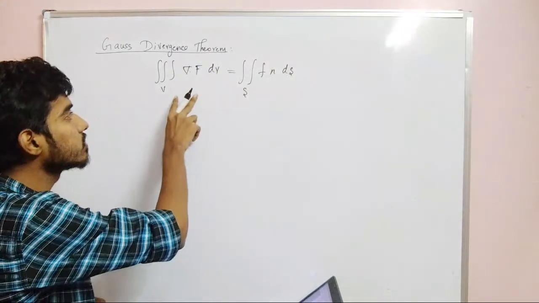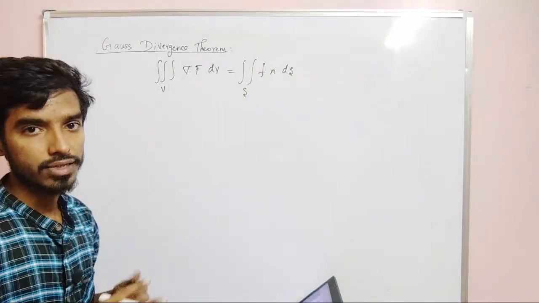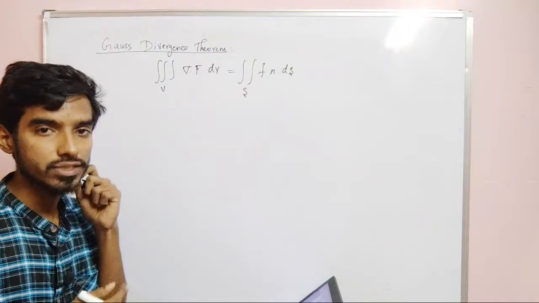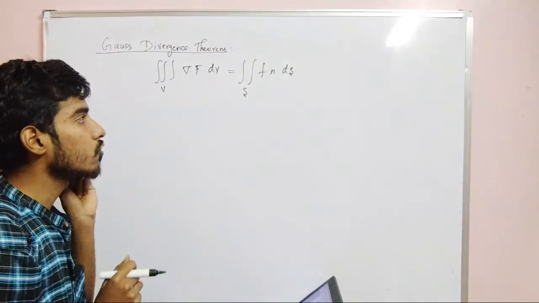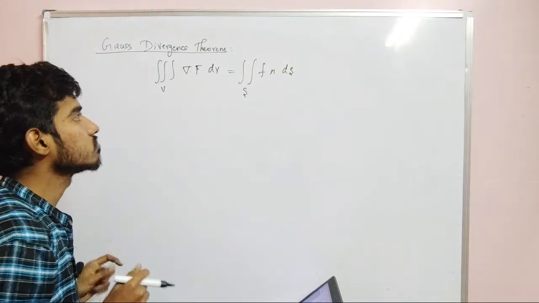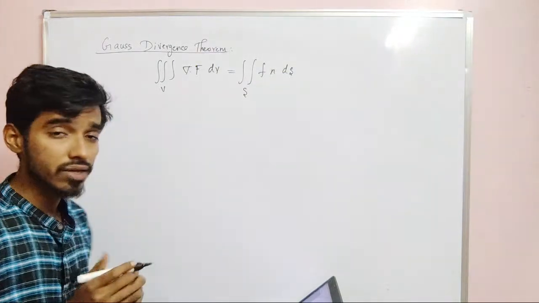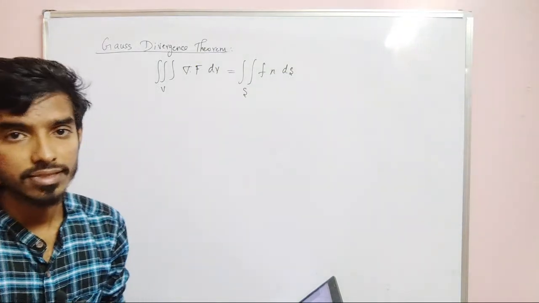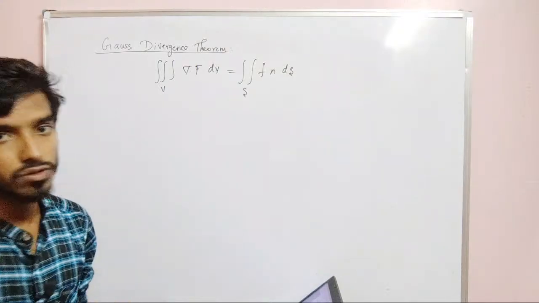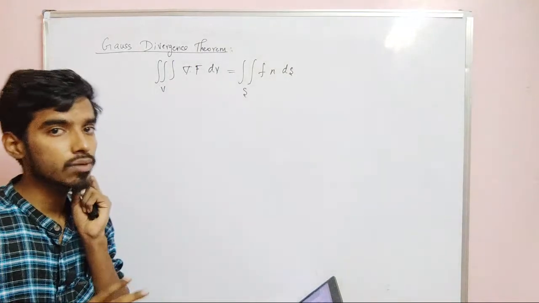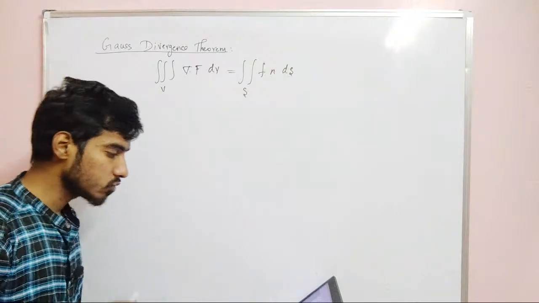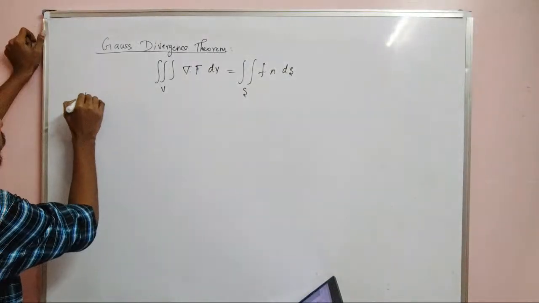So you know how to find this integral, you know how to find this integral, because yesterday we have solved problems of how to find the surface integral and how to find the volume integral. So straight away look into the problem, right? It's a very important problem. There is a 60 to 70% chance that there will be a question from Gauss divergence theorem. So the first question is again a very important question.